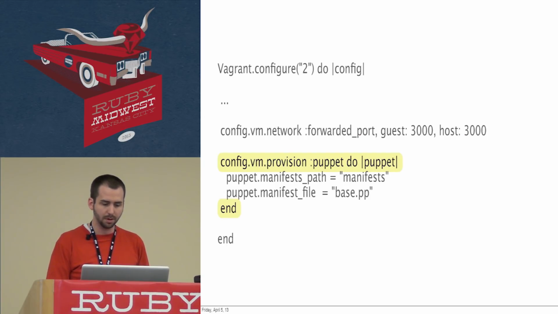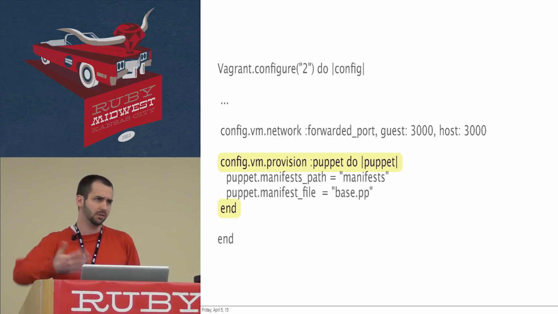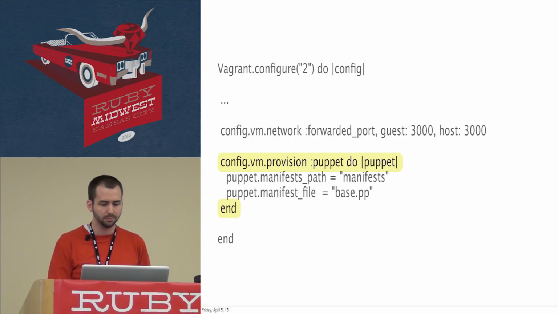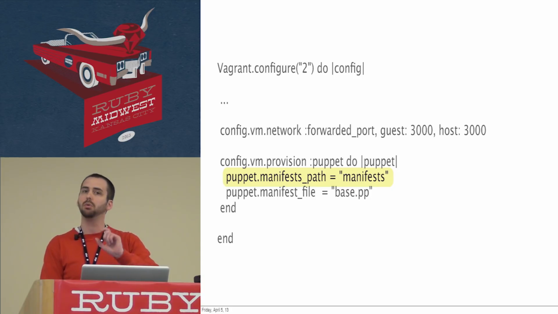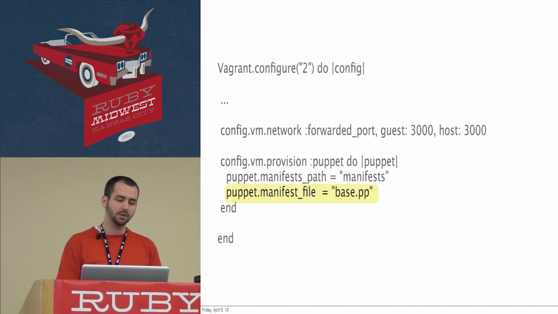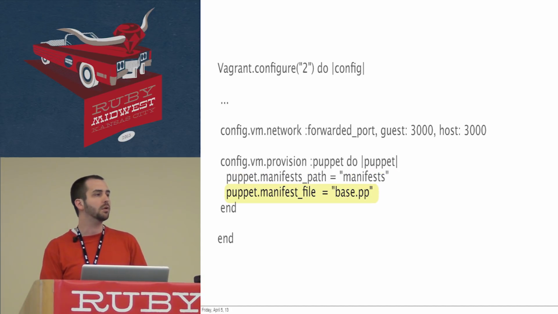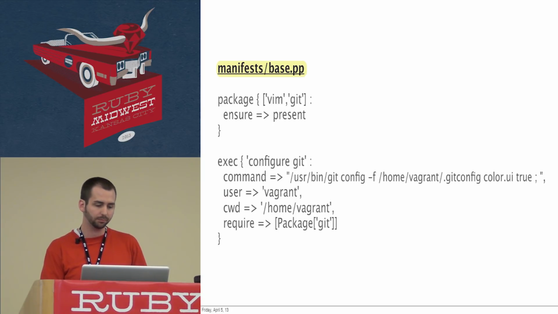Okay, now Puppet. I'm going to go through some Puppet examples, and you'll get the idea as we go along and how Puppet works. So you say, I want to provision this with Puppet. You tell it where your manifest files live. So the manifests are kind of the entry point into a Puppet configuration. And then you give it the name of the manifest file you want to run. So base.pp is pretty standard, so that's what we went with.